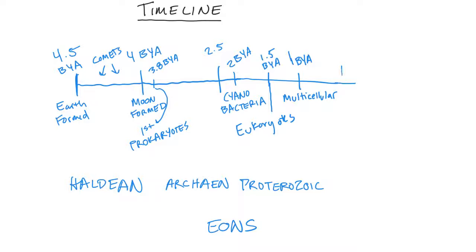At 500 million years ago, we have the start of the Phanerozoic, and the evolution of plants and animals.